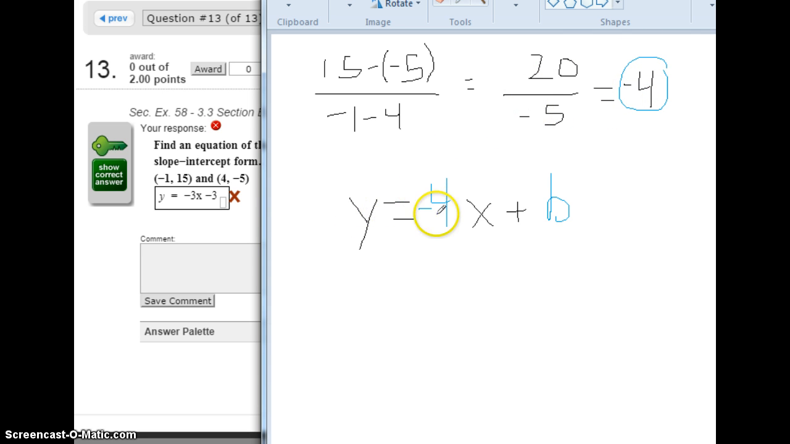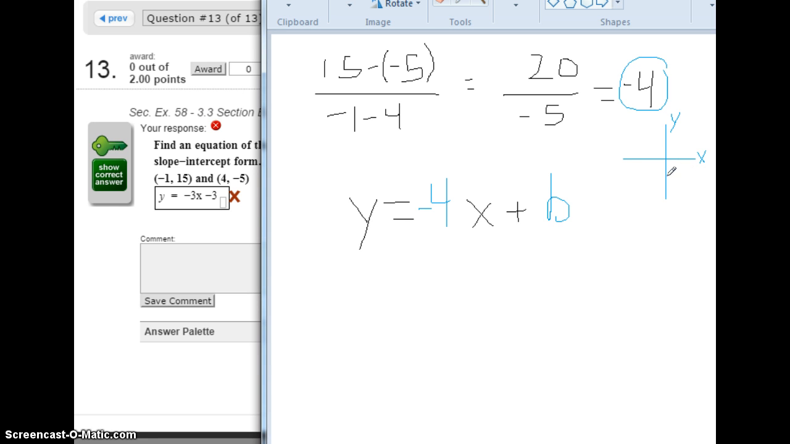So remember, y equals mx plus b. Our slope is negative 4. We can plug that right in, and we're almost done. We just have to figure out what the y-intercept is. Where does this line cross the y-axis? And we don't have a graph to just look at and see what the value is.